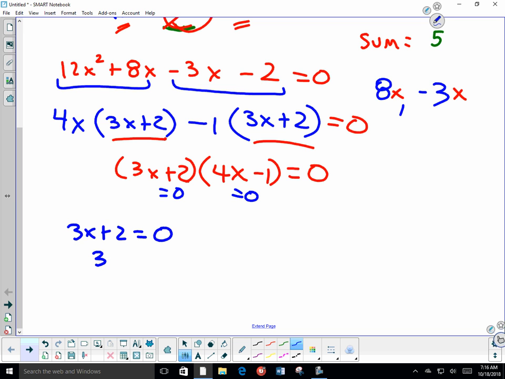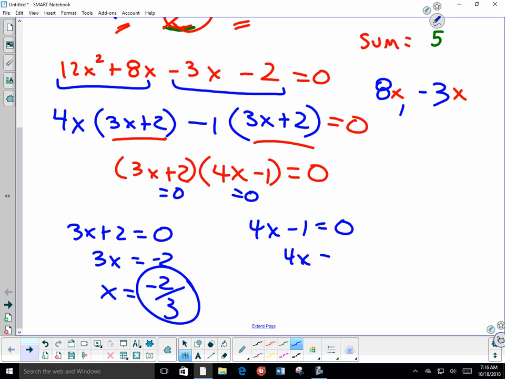And if I do this, I get 3x equals negative 2, so x equals negative 2/3. That's one of our solutions. And here I would get 4x equals 1. Divide by 4, and I get x equals 1/4 as the other solution. So those are your two solutions for number one.